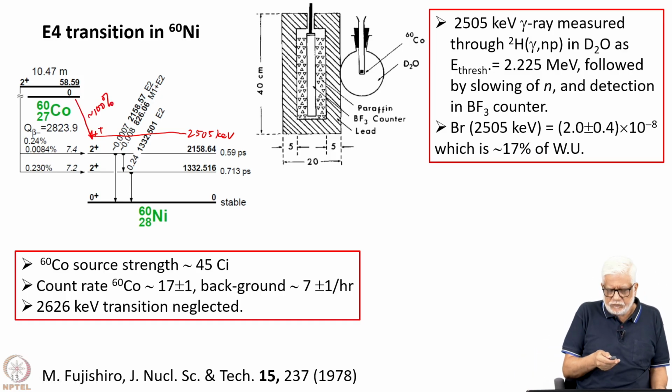Okay, so the E4 transition that I am talking about is the transition from this 4 plus state to the ground state. The usual way it decays is that it decays to the 1332 keV state and then that decays. So there is a cascade of 2 gamma rays, and so the 1173 and 1332 are used as calibration for any of the low energy gamma ray detectors.